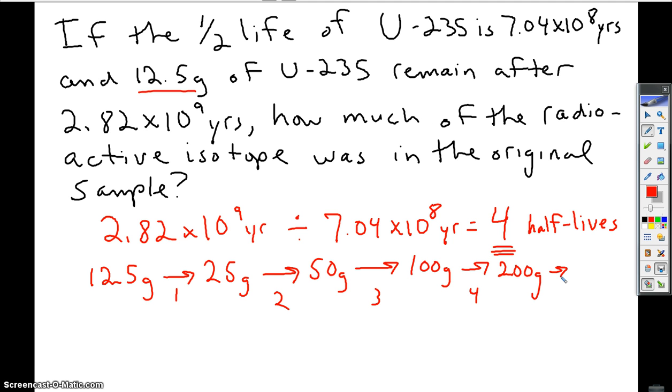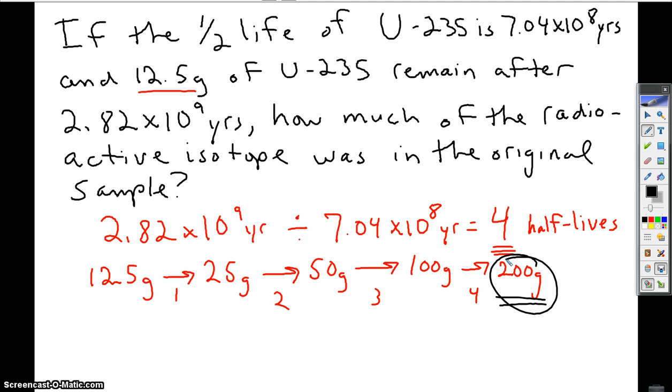we stop right there. So 1, 2, 3, 4. I don't need to do the last one here. Got ahead of myself. And we would have 200 grams in that original sample. So that's 4 half-lives, and 200 grams would have been cut down to 100, down to 50, down to 25. So our original sample, in this case, was 200 grams.